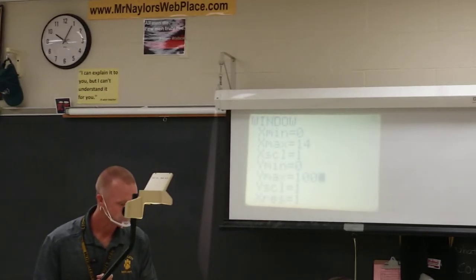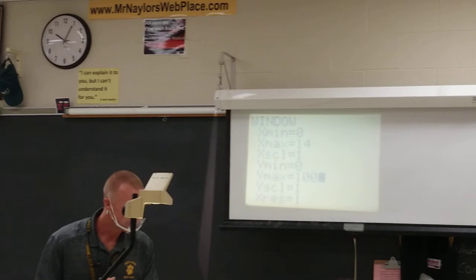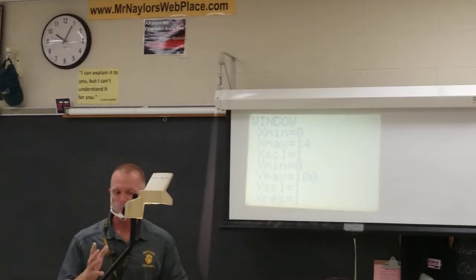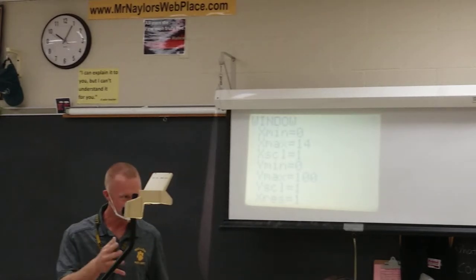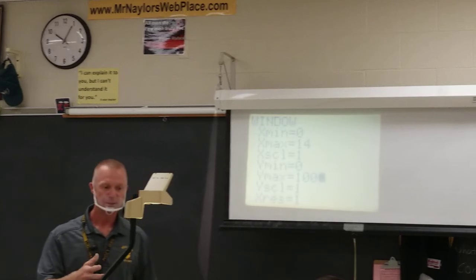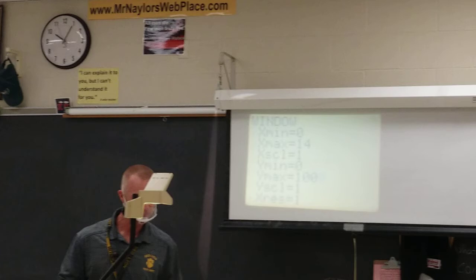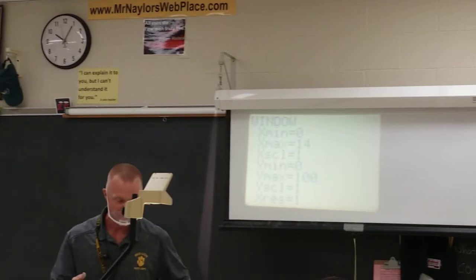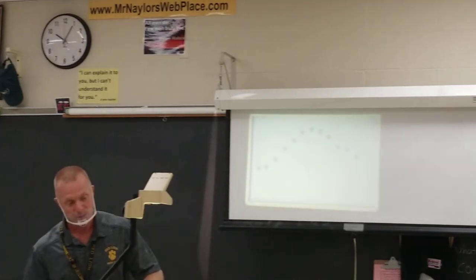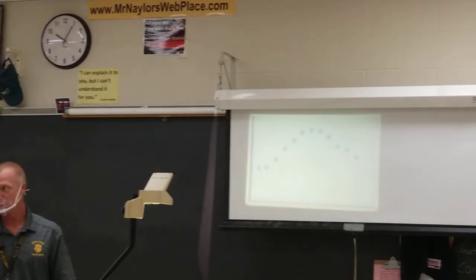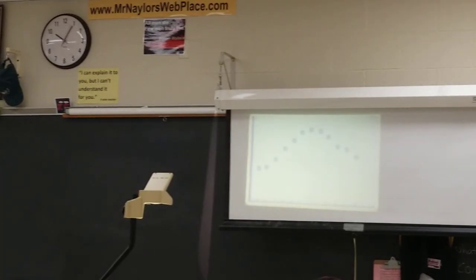Is there a way to reset back to the original window? You can reset anytime you want by hitting Zoom 6 or Zoom 7, because all that Zoom thing is doing is just resetting the numbers. Yeah, we're overriding them right now. Okay, now cross your fingers, hit the graph button. Don't hit Zoom 7, hit the graph button. You should get a pretty picture.